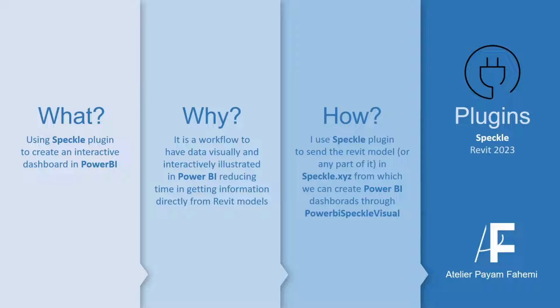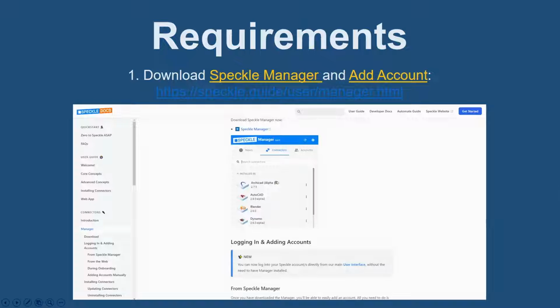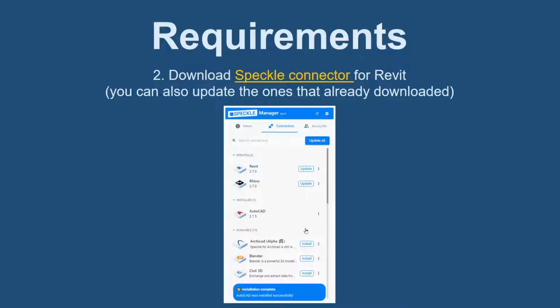Today I'm going to be using Revit 2023 and the Speckle plugin. Before we get started, let me introduce some steps regarding the setup that you need to take care of before you get your hands dirty. The first one is to download Speckle Manager and add an account. You have to create an account and log into it. You can find the Speckle Manager from the link below. And the second step is to download a Speckle connector for your Revit from the Speckle Manager. However, you can also update the ones that you have already downloaded.